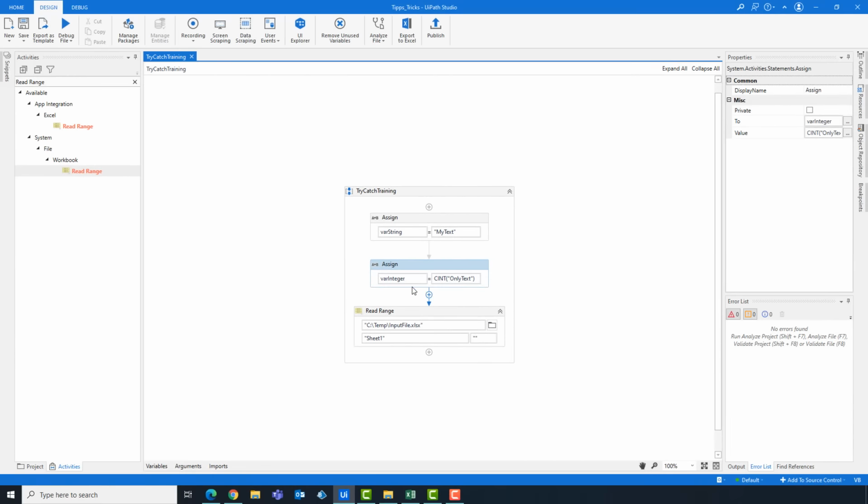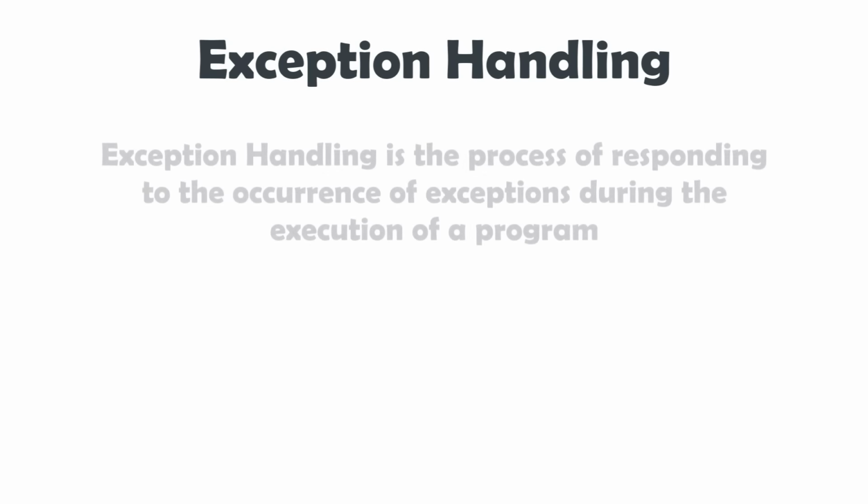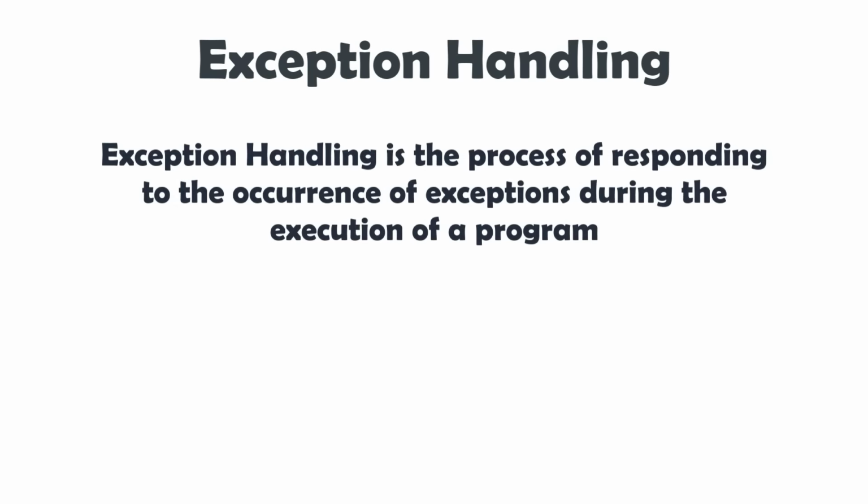That's all about exceptions and errors. I hope you could now better differentiate between error and exception. Let's now move to the next point: exception handling. What does this definition mean? Exception handling is the process of responding to the occurrence of exceptions during the execution of a program.